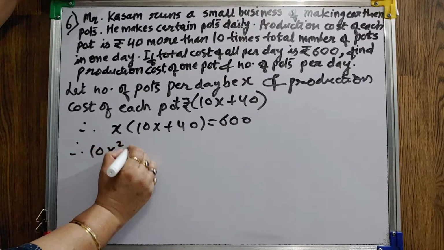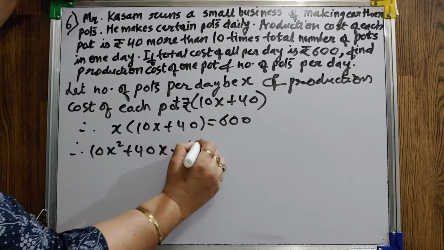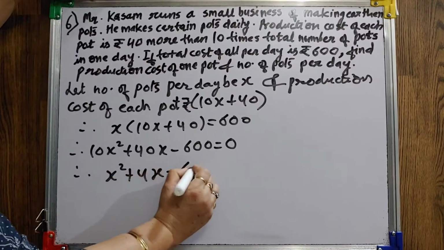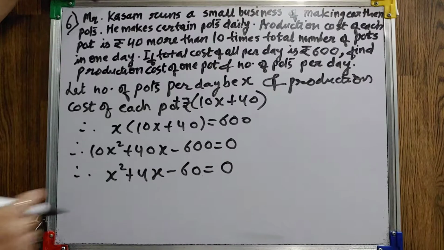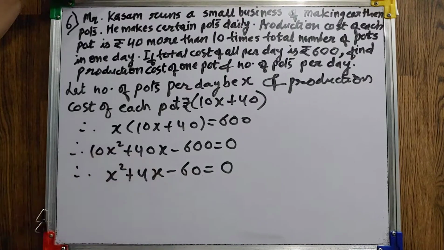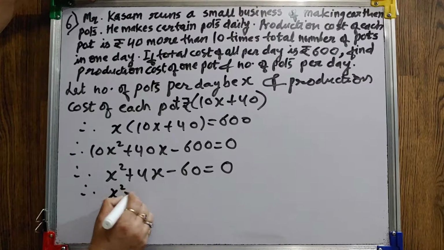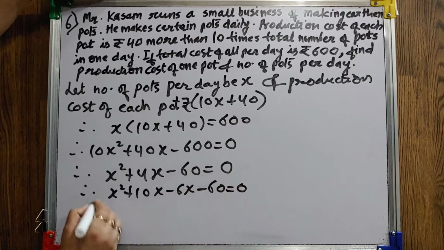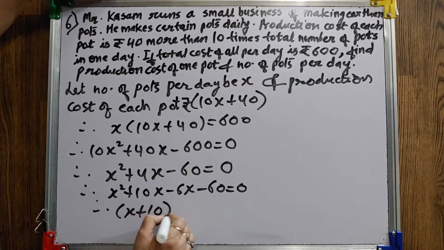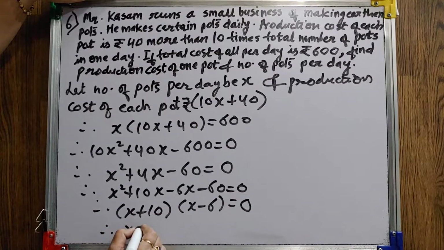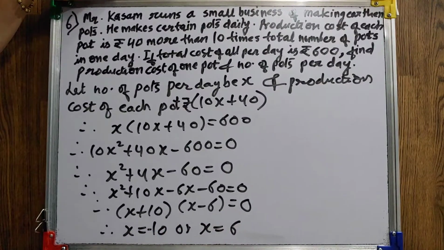So it will be 10x square plus 40x. Transfer 600 this side, reduce the equation. This is your quadratic equation. Now multiplication should be 16 and difference should be 4. So 10 and 6: 10x minus 6x. You will get two brackets like this on solving this equation. This is minus 10, this is 6.